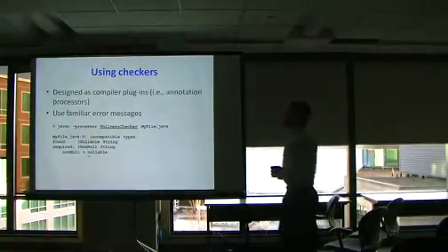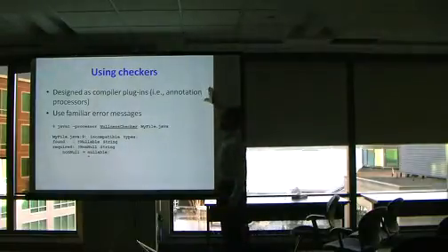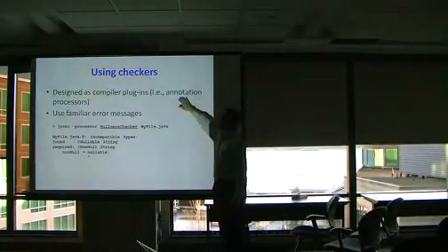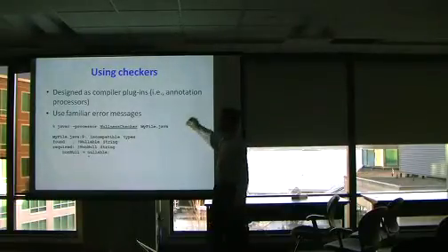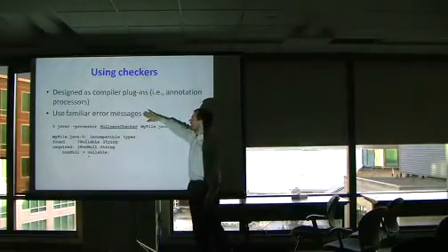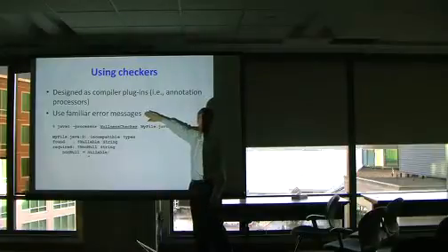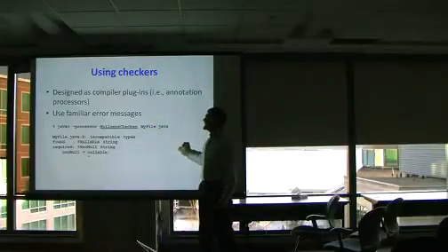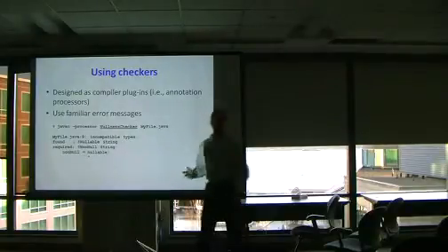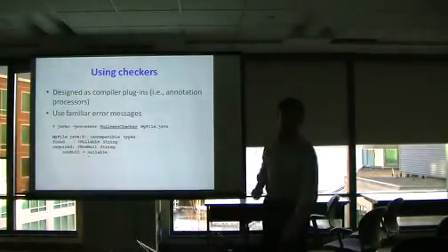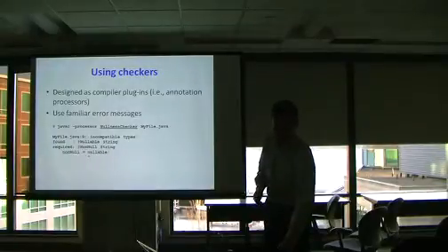So how do you use a checker? As I said, it's just a compiler plugin. There's already a system called annotation processors for doing these plugins. And they use exactly the same mechanism that the Java compiler does to issue errors. So after you've given this, you get error messages in this form, which is identical to what ordinary ones do, because it's using exactly the same interface.